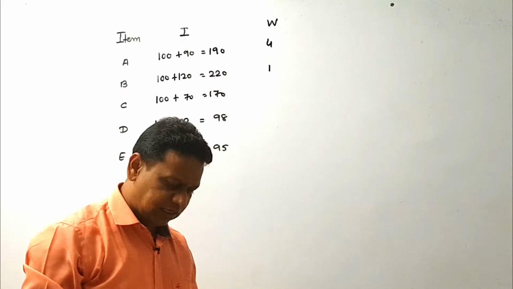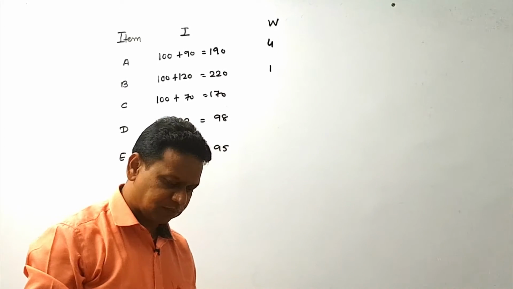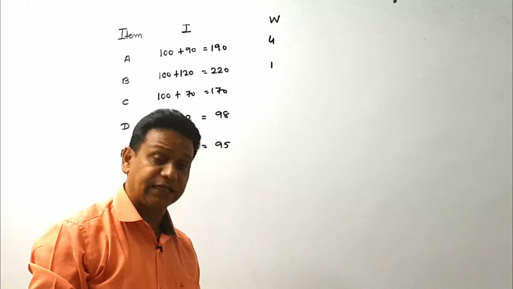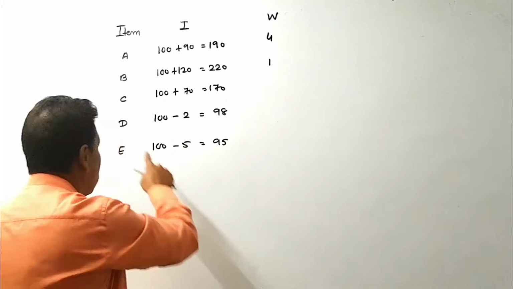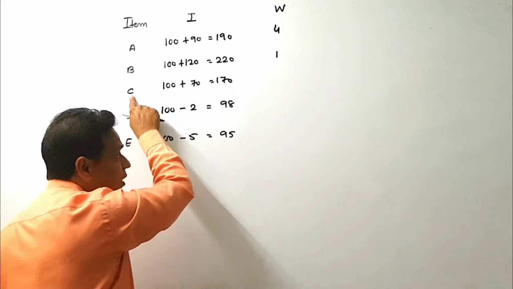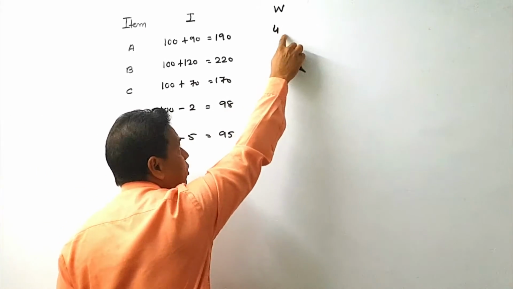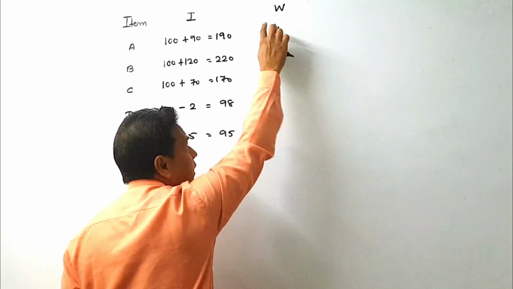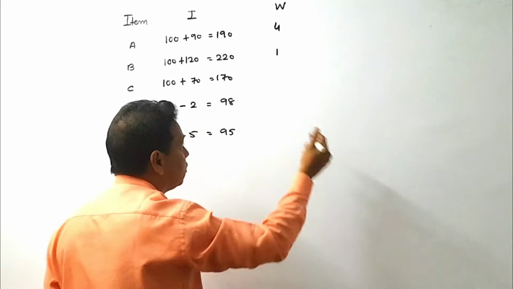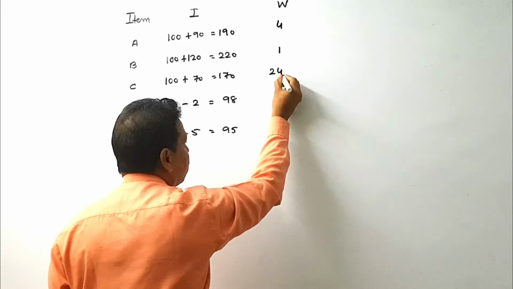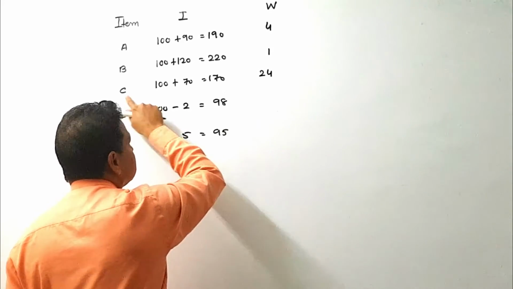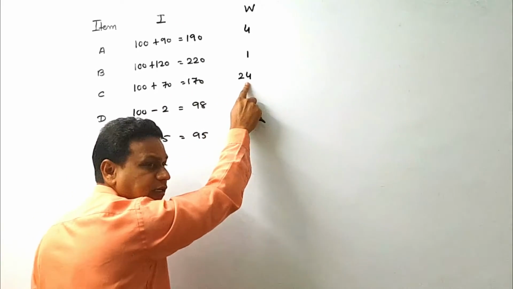Item C is 6 times item A. The importance of item C is 6 times item A. The importance of item A is 4. It is multiplied with 6, so it becomes 24. So item C has importance 24.